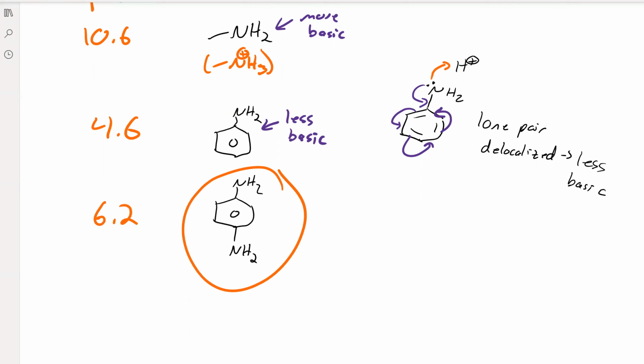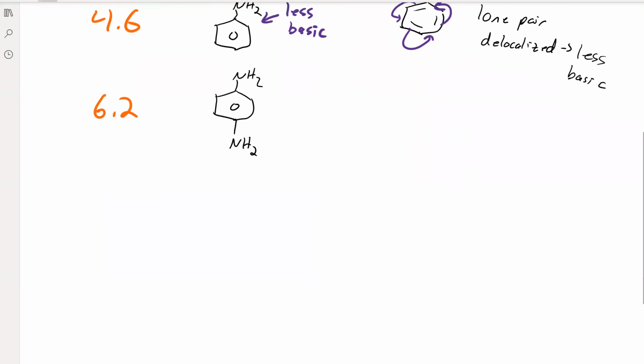If we think about that, that makes sense. You have an electron donating group, so you have a larger amount of electron density. You're more likely to go after that H+. And then, of course, we can do the vice versa. If we withdraw some of that electron density from that lone pair even more by adding an electron withdrawing group, such as a nitro group, we'll get an even less basic compound.